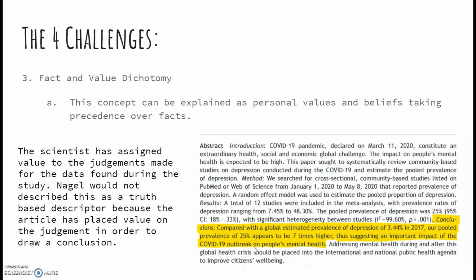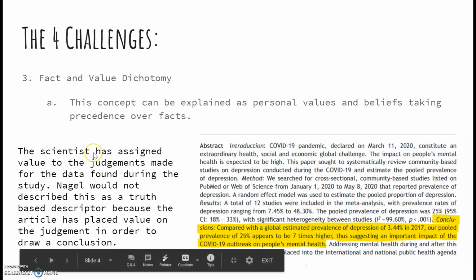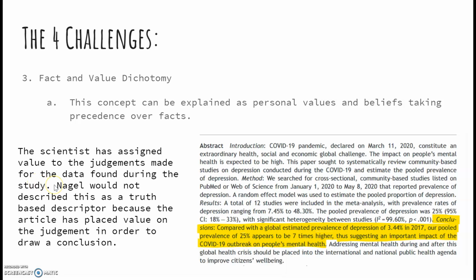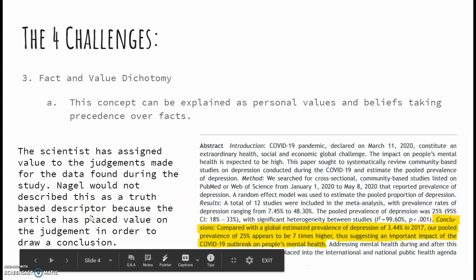Nagel would consider this to be a problem because scientists are more likely to agree with data that already supports their existing line of thinking. The scientist has assigned value to the judgments made for the data found during the study. Nagel would have described this as a truth-based descriptor because the article has placed value on the judgment in order to draw a conclusion.